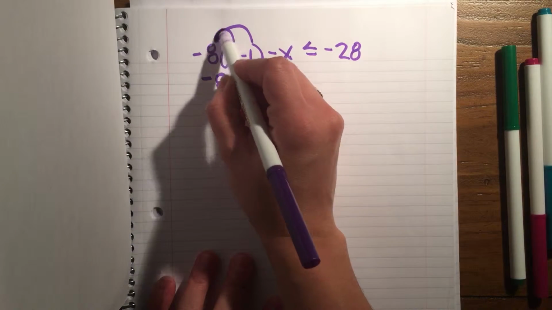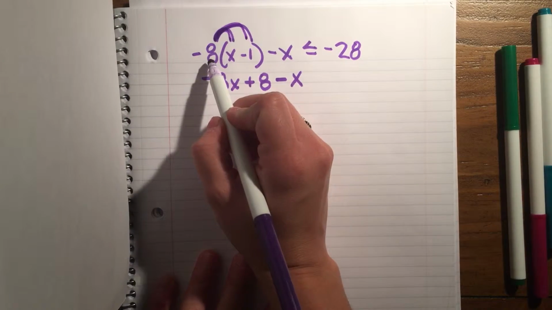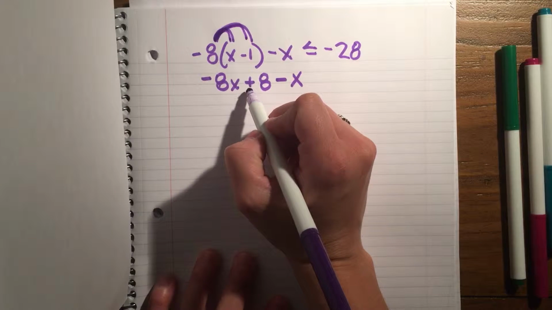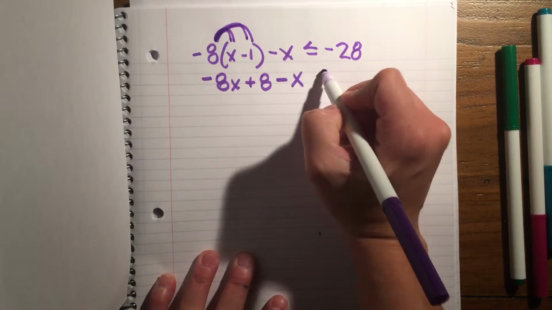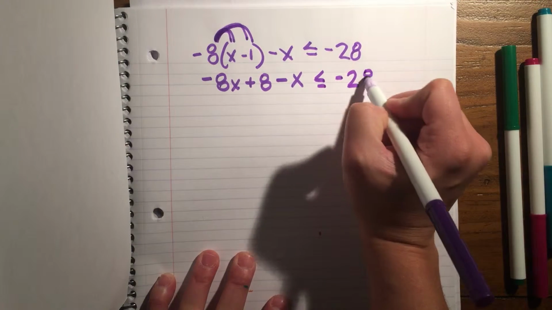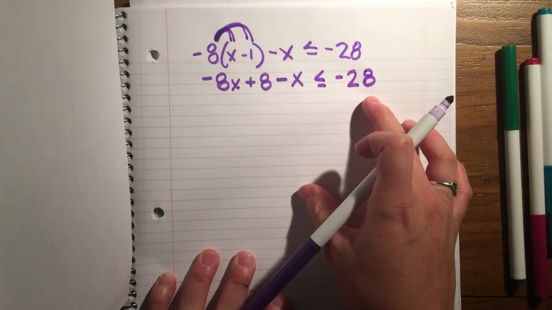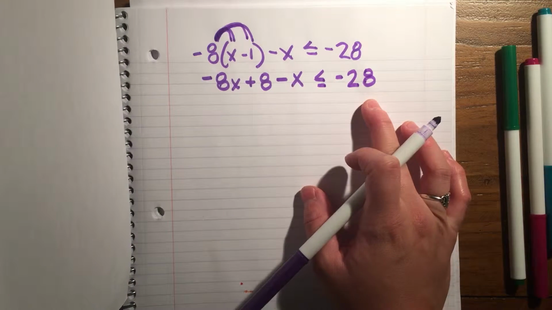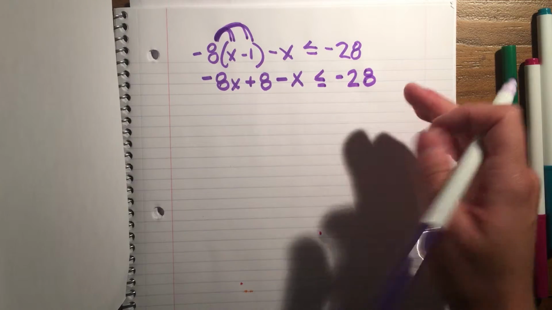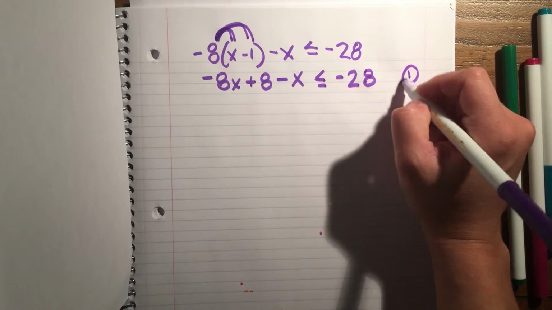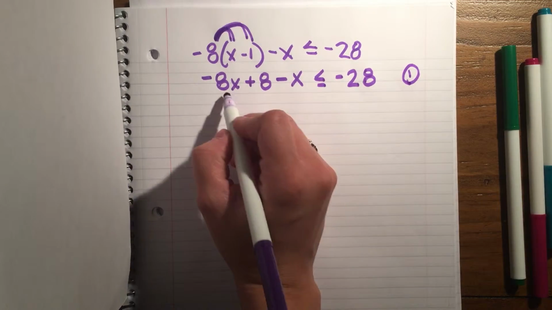So we're going to distribute the -8 to both values inside, which gives us -8x plus 8 minus x is less than or equal to -28. As you know, I like to write out the rest of my step, and I only like to go step by step. So that was step 1. Step 2 is to combine like terms.